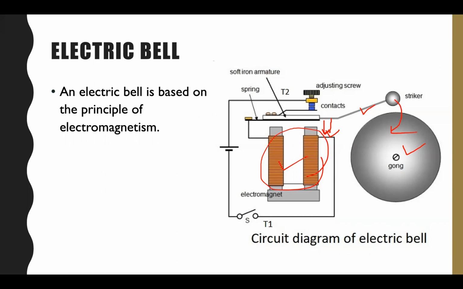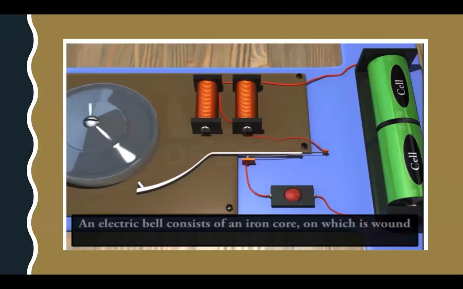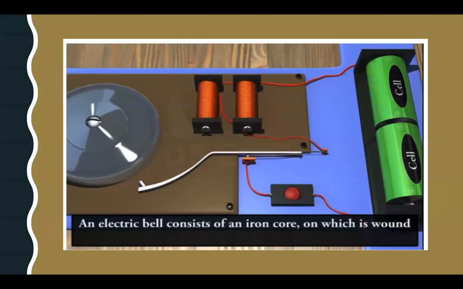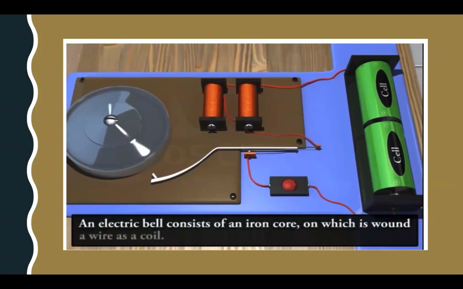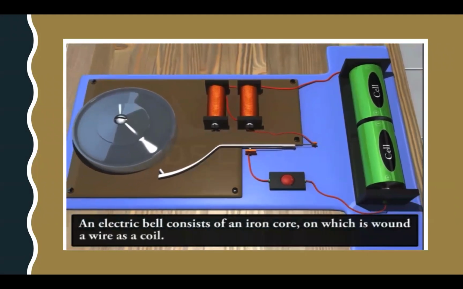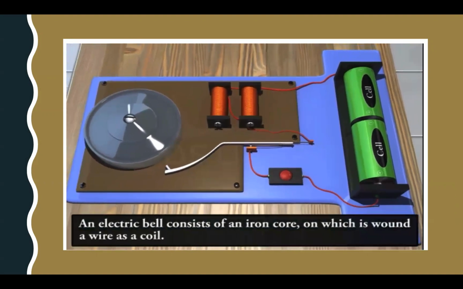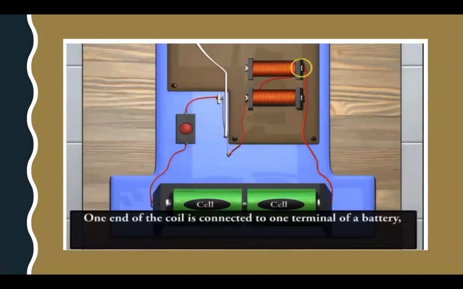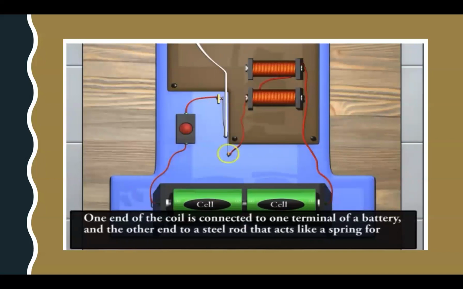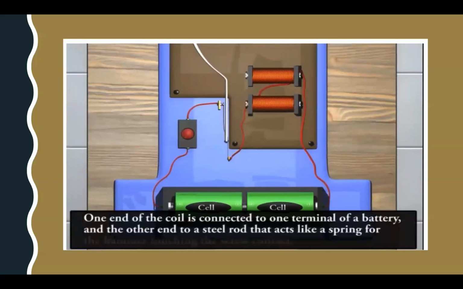So let's understand it by the experiment. Here you can see an electric bell. It consists of an iron core above which we wrap a number of coils, a few number of times. So this will behave like the electromagnet. One end of the electromagnet is attached to the battery, and another end is attached to the steel rod, which behaves like the hammer to strike the gong.